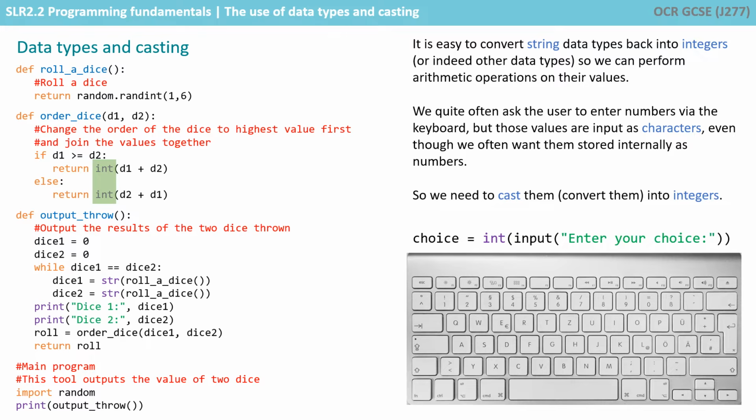So here we have a line of code: choice equals int, input, enter your choice. That's taking an input from the user, they press a key on their keyboard, and the result of that key is then cast or converted into an integer data type.